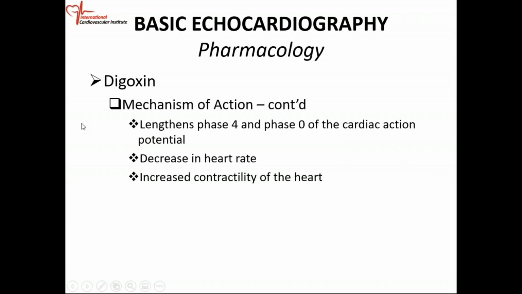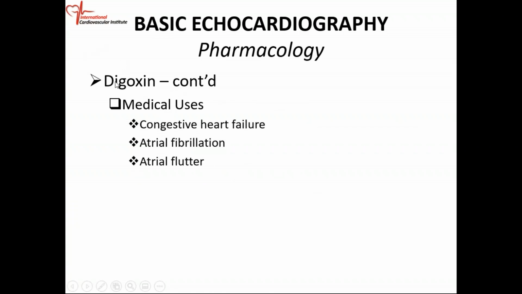So if you remember your action potential, it lengthens phase 4 and phase 0 of the cardiac action potential. It's going to decrease the heart rate and increase contractility. Remember, we said because you get the buildup of calcium inside the heart muscle cells, the myocytes, it increases the contractility, and it decreases the heart rate by blocking the AV node. So what are some of the medical uses for digoxin? Patients with congestive heart failure with reduced ejection fraction, because we said that it increases contractility, so it's fairly good for that. Atrial fibrillation, atrial flutter, because it blocks the AV node and decreases the amount of impulse going into the ventricle from the atrium.